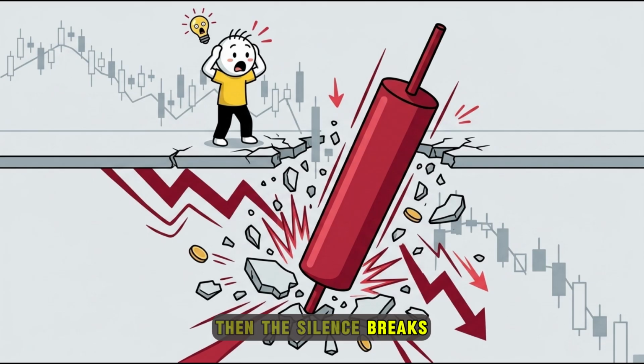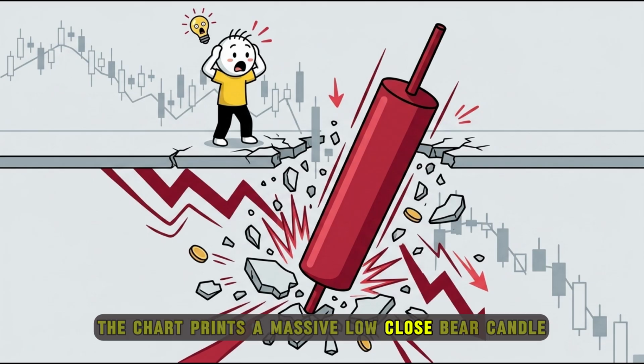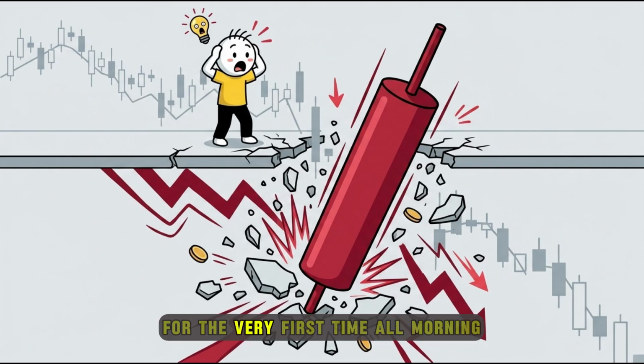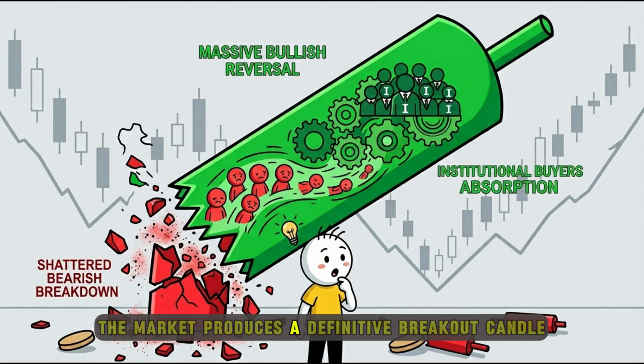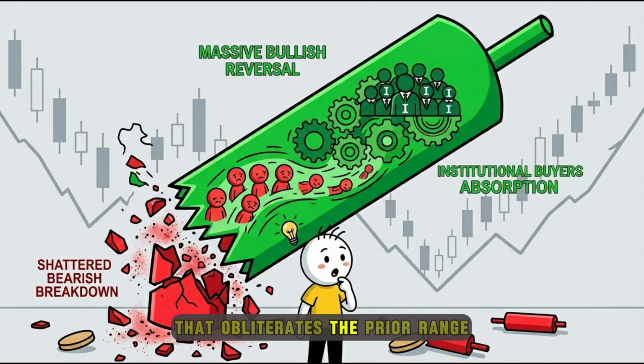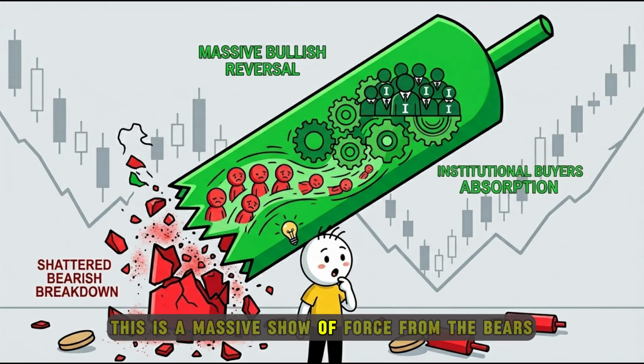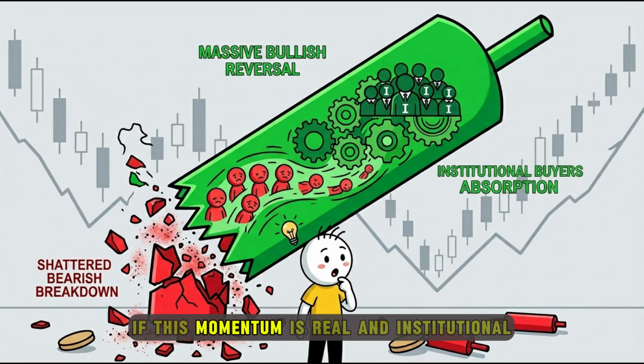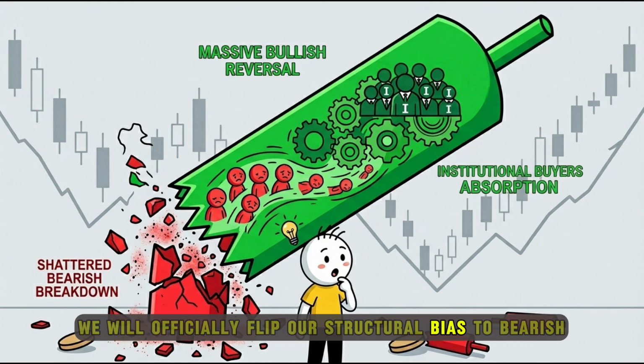Then, the silence breaks. The chart prints a massive low close bear candle. For the very first time all morning, the market produces a definitive breakout candle that obliterates the prior range and locks in dead on its lows. This is a massive show of force from the bears. If this momentum is real and institutional, we need to see clean, immediate follow-through. If we get consecutive bear candles here, we will officially flip our structural bias to bearish.